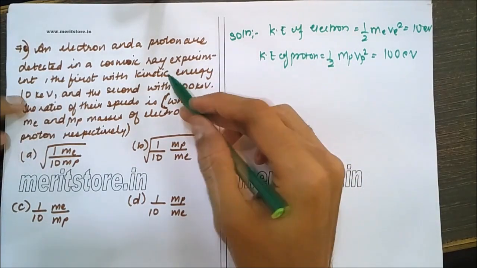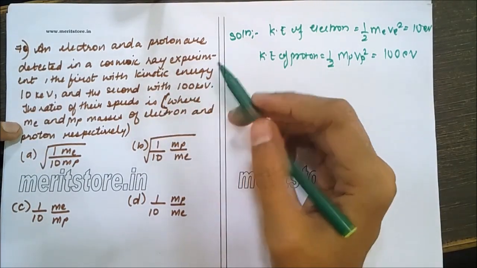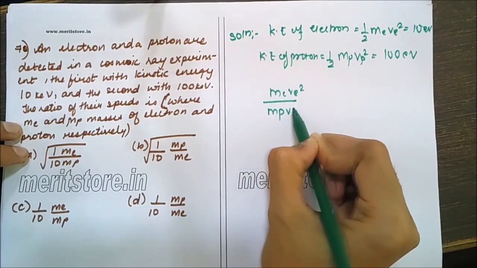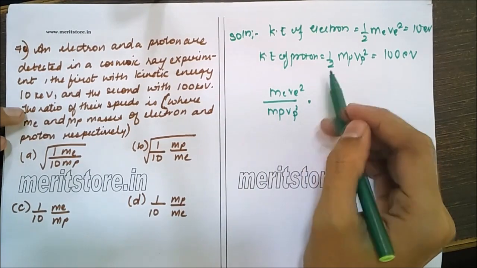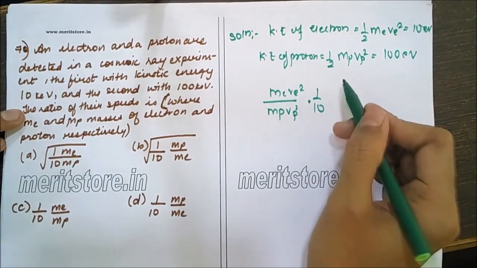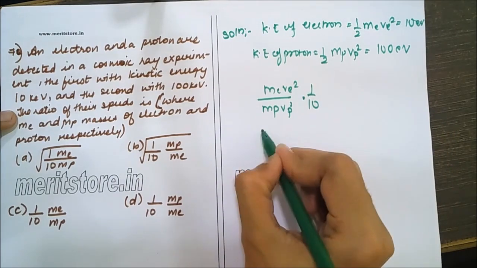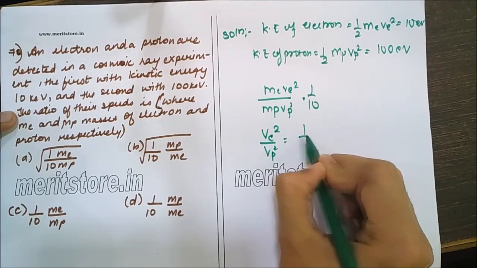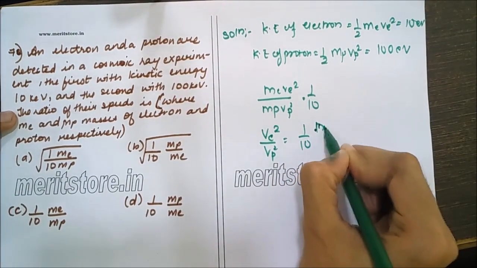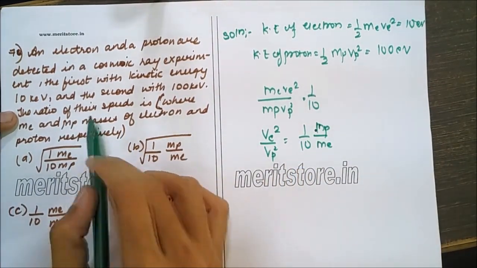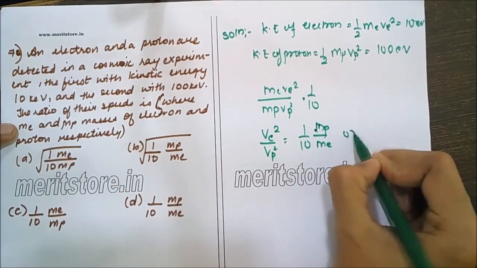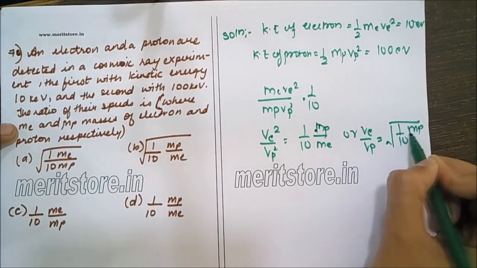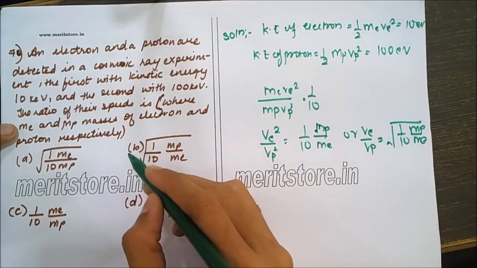Now we take the ratio of their kinetic energies, so that is me ve square upon mp vp square, equal to 1 upon 10. The ratio of the kinetic energies comes out to be 1 upon 10. So taking the velocities, we have ve square upon vp square equal to 1 upon 10 of the masses ratio, that is mp upon me. So we need to find the ratio of their speeds. So that is ve upon vp equal to the square root of 1 upon 10 times mp upon me. So B is the correct option.